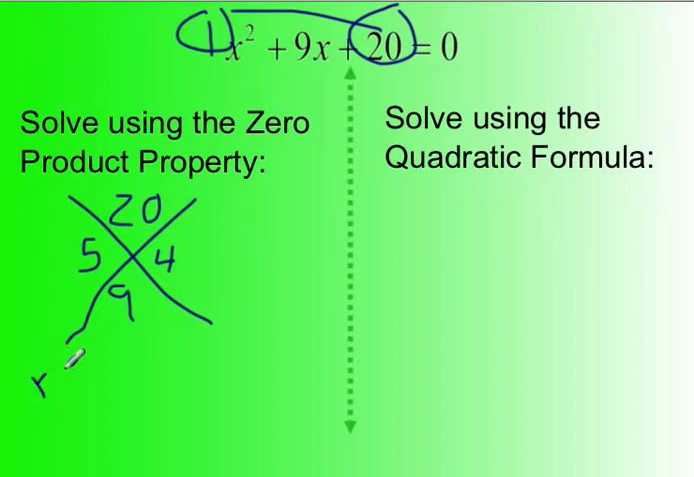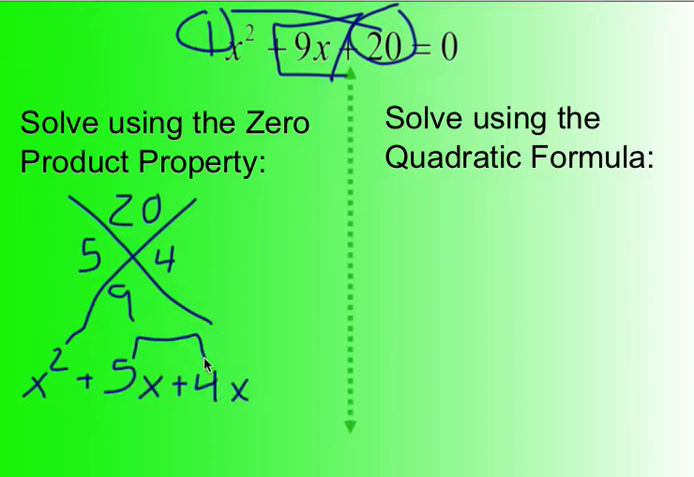So I have x squared, and now, instead of writing 9x, I'm going to split 9x up as 5x plus 4x. That's what I use my X for. And you can see that that's still 9x, plus 20 is equal to 0.